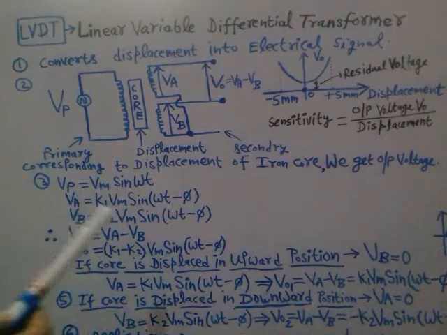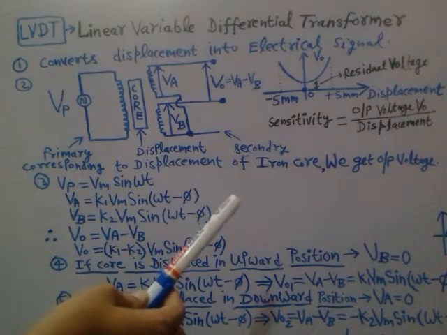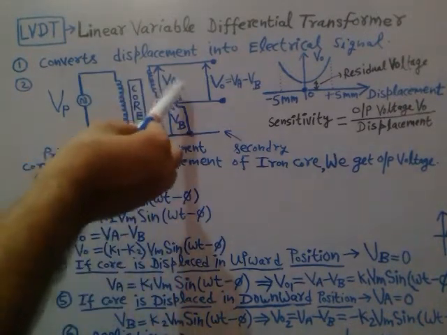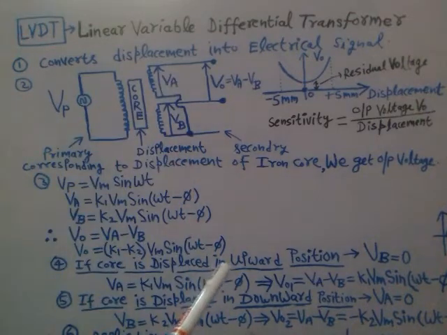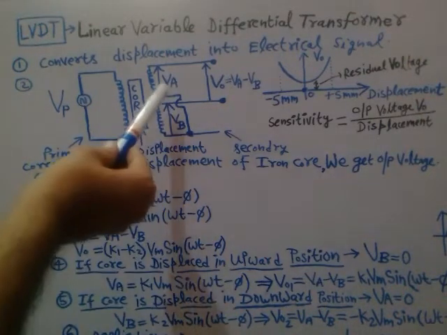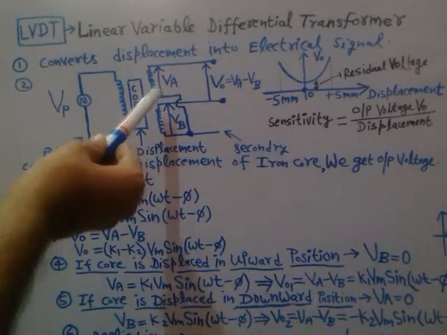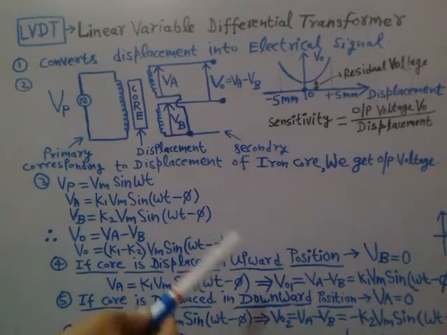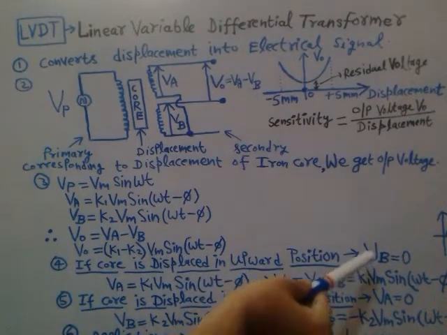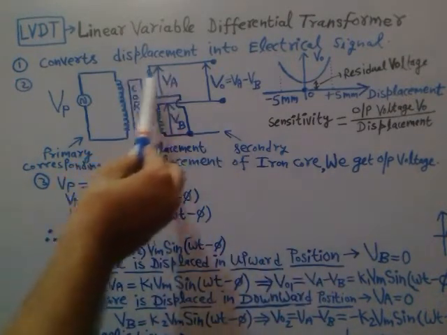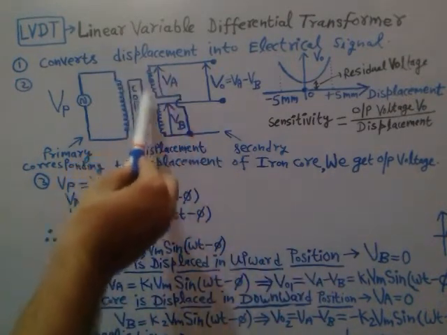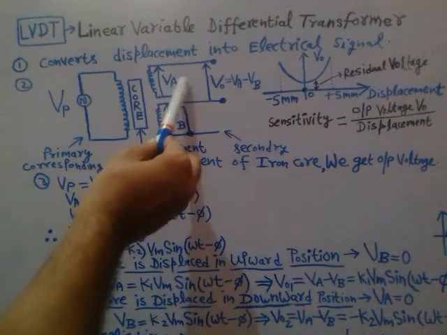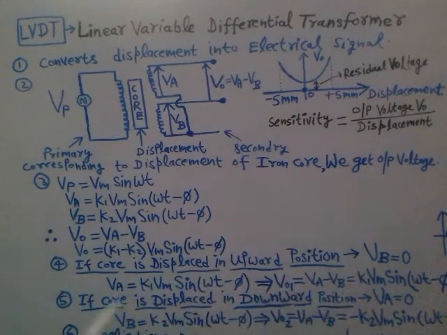Because the rate of change of the flux is the induced voltage, by the principle of induction you will get induced voltage in the secondary winding. That is fundamental transformer action. So if the core is displaced in the upward position, then flux lines will be linking only with the upper part of the secondary winding. In that case you will get Va only and Vb will be 0.